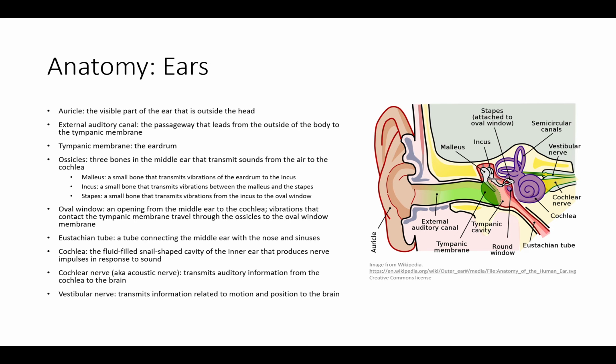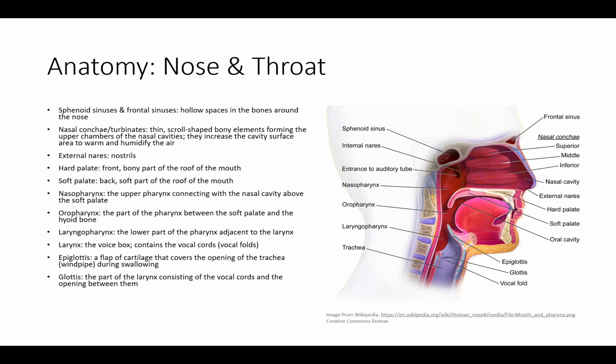The cochlea is a snail-shaped cavity filled with fluid of the inner ear and produces nerve impulses in response to sounds. The cochlear nerve carries these nerve impulses from the cochlea to the brain. The vestibular nerve transmits information related to motion and position to the brain.